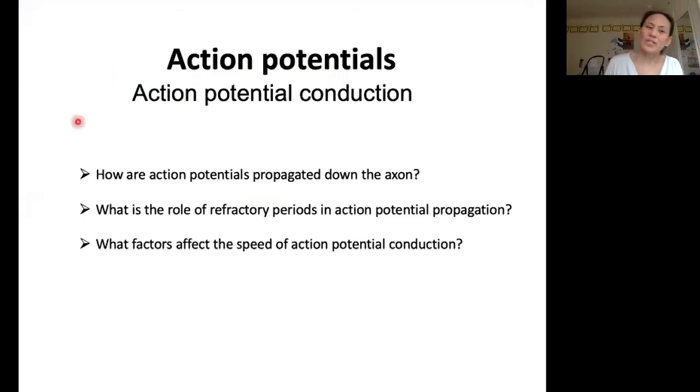Okay, so first, we're going to be addressing this question of how are action potentials propagated down the axon. Then we're going to look at, kind of as a part of that, what is the role of refractory periods in action potential propagation? And finally, what factors affect the speed of action potential conduction?